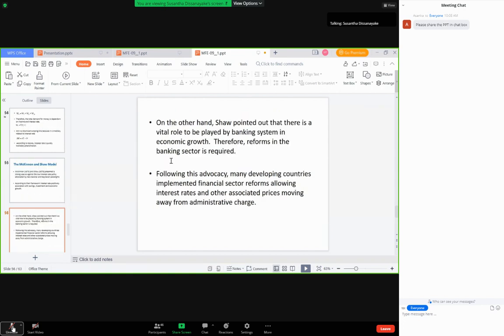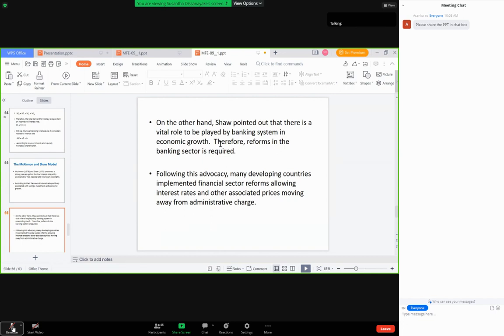So the next point: on the other hand, Shaw pointed out that there is a vital role to be played by the banking system in the economy. Therefore, reform in the banking sector is required. So another point that they came across is that the banking sector needs to be reformed, and they are the ones who made it play a big role in the system.